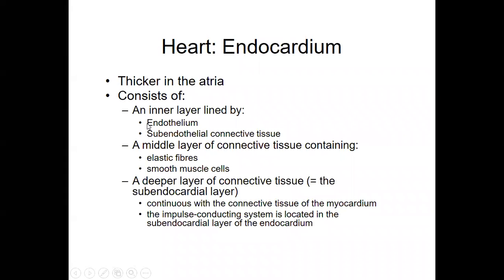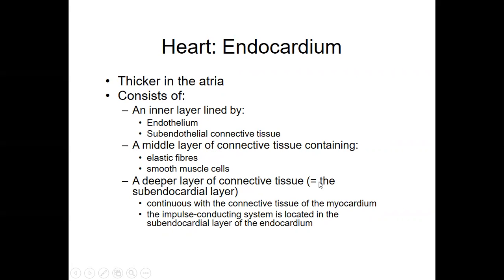Endothelium is a squamous type of cell, right? Beneath the endothelium we have the subendothelial connective tissue. Then we proceed to the second layer, the middle layer, a layer of connective tissue that contains elastic fibers and also smooth muscle cells.